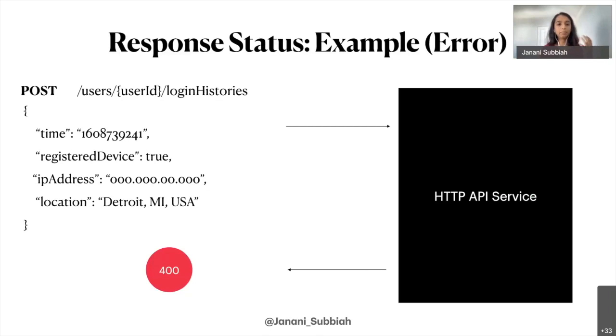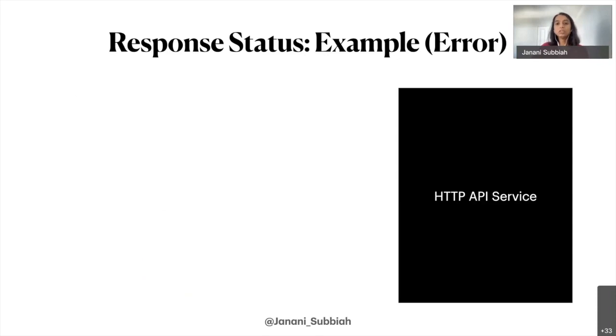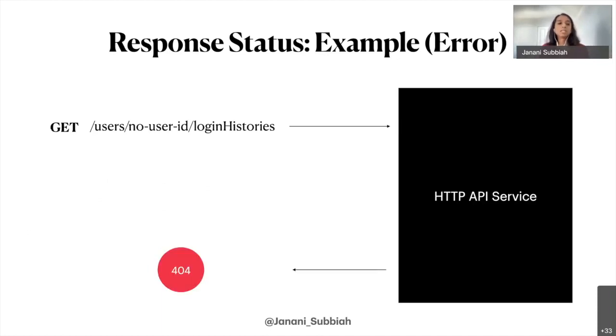And the status code can also be accompanied by a response body that contains more information. Maybe it can say something as simple as "device was not provided." So that's one example. The other one is, say a user is trying to fetch login histories for another user who actually doesn't exist in the system. So basically, using an invalid user ID, they should see a 404. That means the resource that this user is trying to access does not exist in the system.